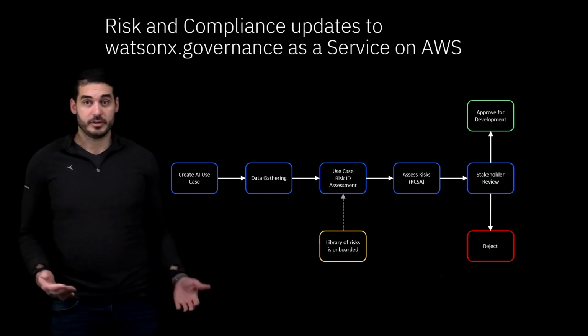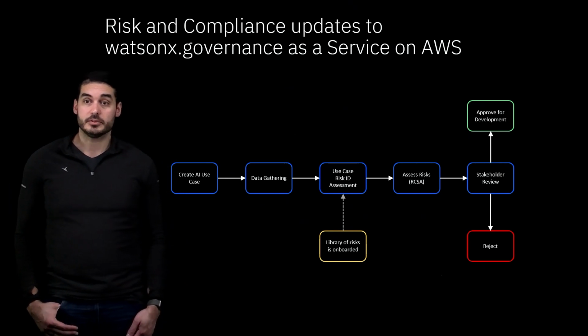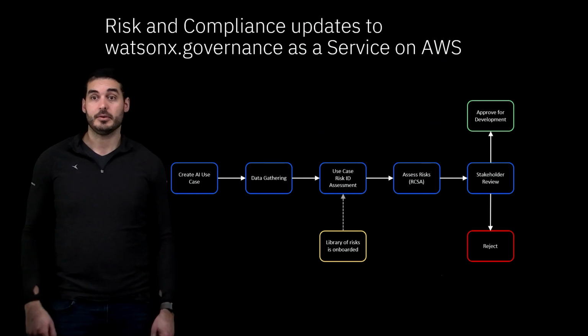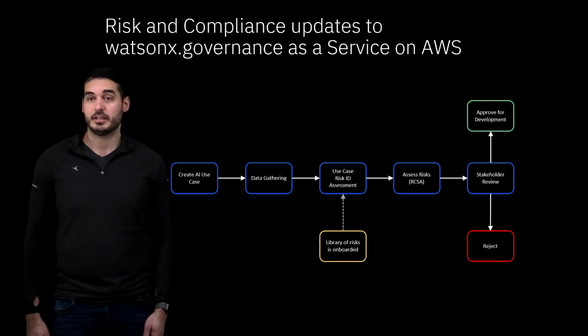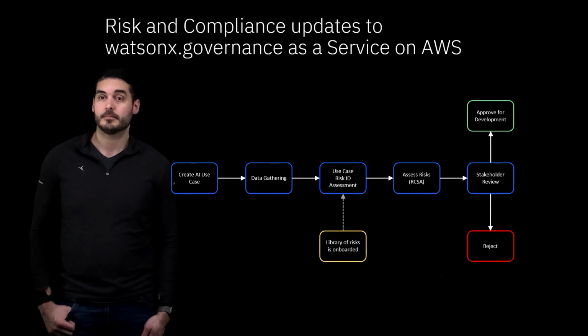Now, the second workflow we're going to talk about today involves the use case creation and approval process. It starts with the creation of an AI use case, which goes into a data gathering stage where basic metadata about the use case is gathered, things like if it's externally or internally facing, if there are plans to use generative AI for this use case, what's the purpose of the business problem that's trying to be solved here, and questions like that. This is something that can also be further configured by the end user if there are additional questions that need to be captured here.